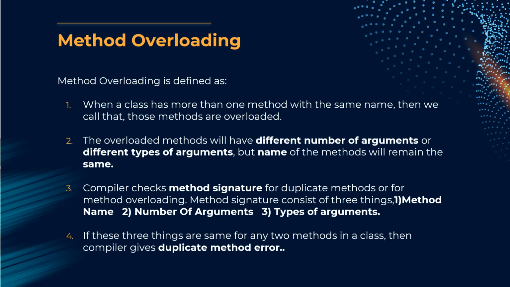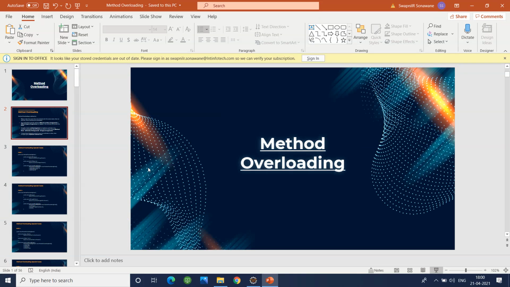Okay, so what is this method signature? It consists of three things: method name, number of arguments, and types of arguments. So if these three things are same for any two methods in a class, then compiler will flag us the duplicate method error. So let's see this error in action.